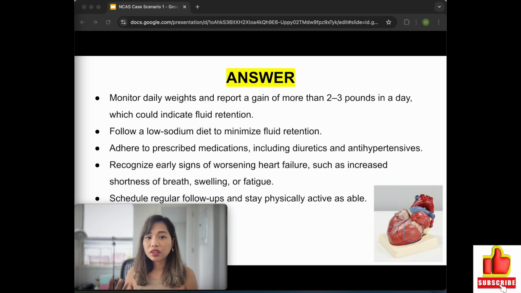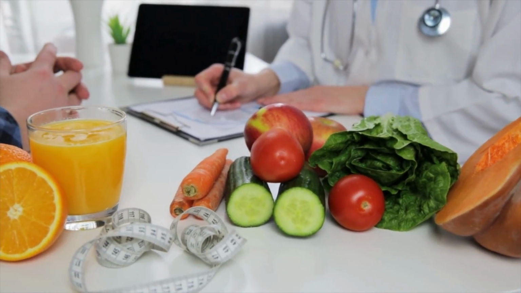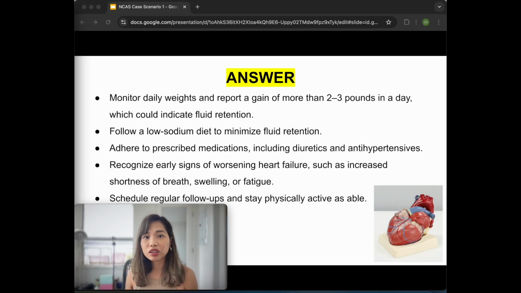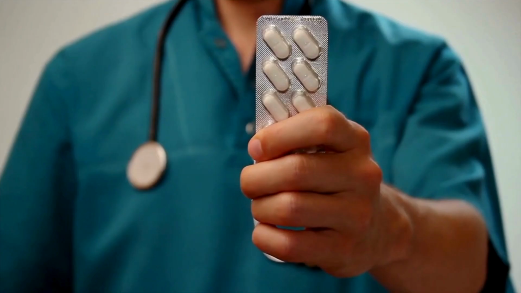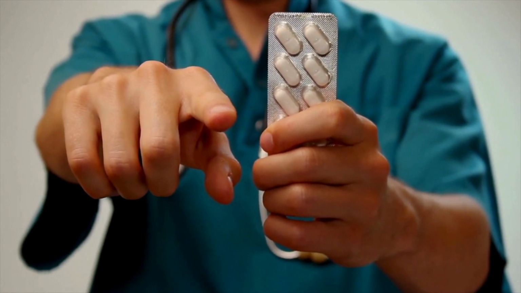Also, when they are taking their weight, you need to make sure that you tell them to do it at the same time every day. So if they're doing it in the morning before breakfast, they need to do it in the morning before breakfast, and always keep a note of it. Next, follow a low sodium diet to minimize fluid retention. So you have to let the patient know to decrease their salt intake. Next, they have to make sure that they are taking all their medications, their diuretics, and antihypertensives as prescribed.